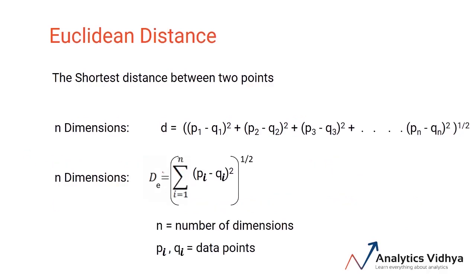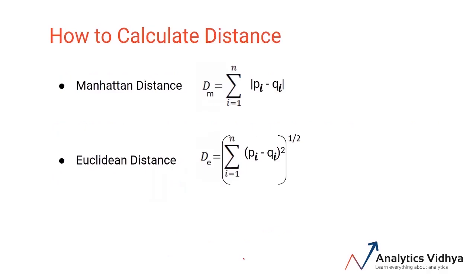So we'll use summation of Pi minus Qi square and the root of the summation. Here again we have the value n, which is the number of dimensions, and Pi, Qi will be our data points. So we covered 2 techniques to calculate the distances, the Manhattan distance and the Euclidean distance. And here are the formulas for both of these.